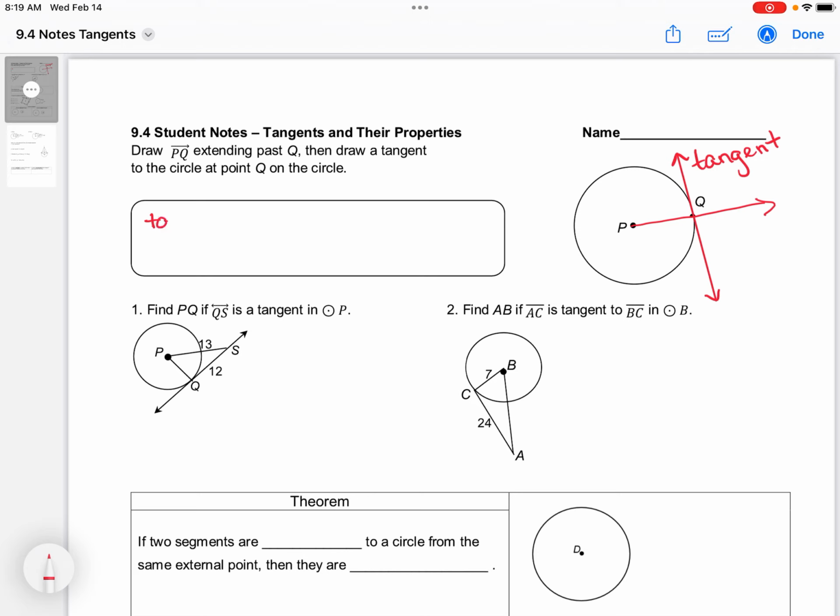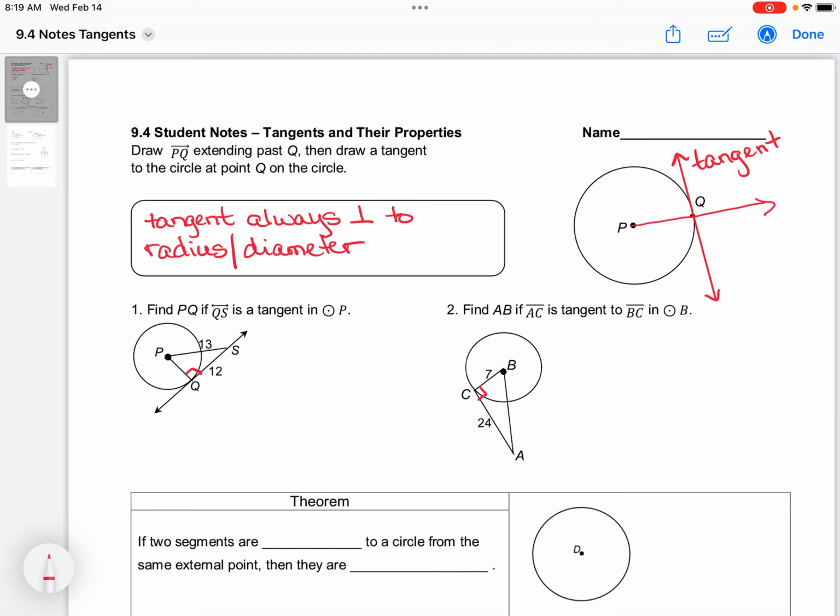And so it's always perpendicular to the radius or diameter. So that means when we're talking about tangents, we always have a right angle right there. So we always have a right angle. So basically we're looking at right triangles.